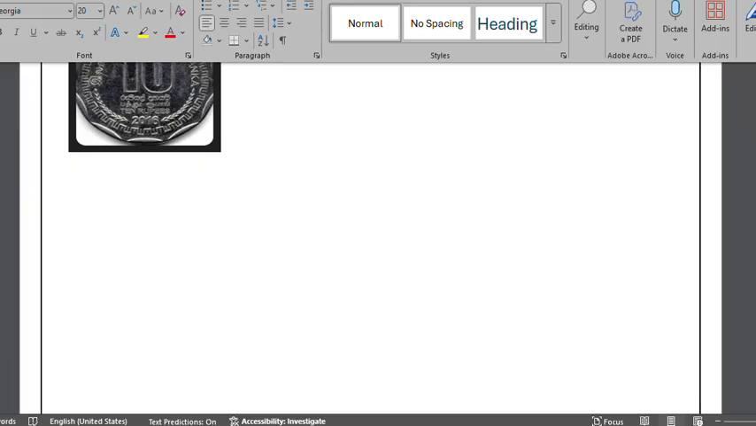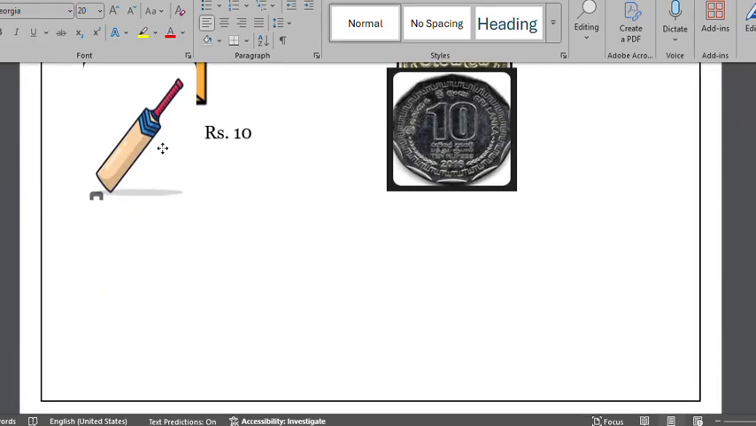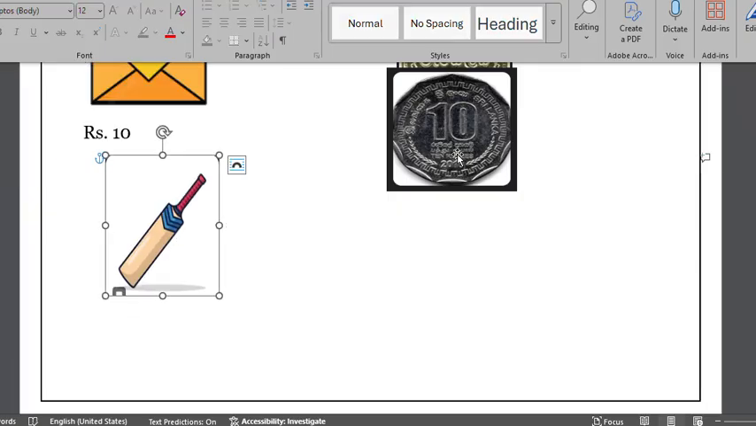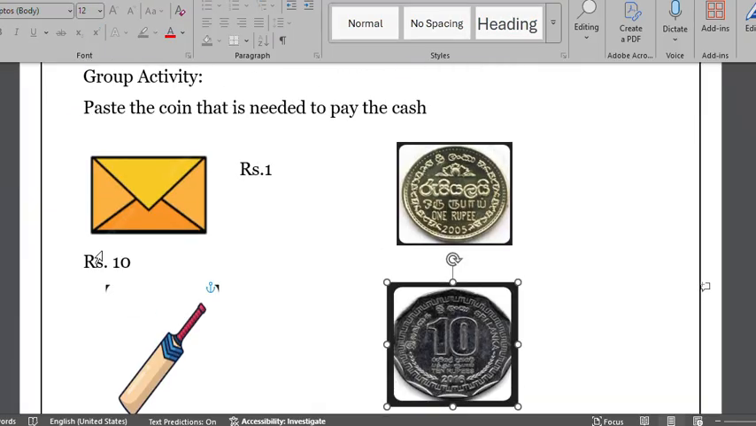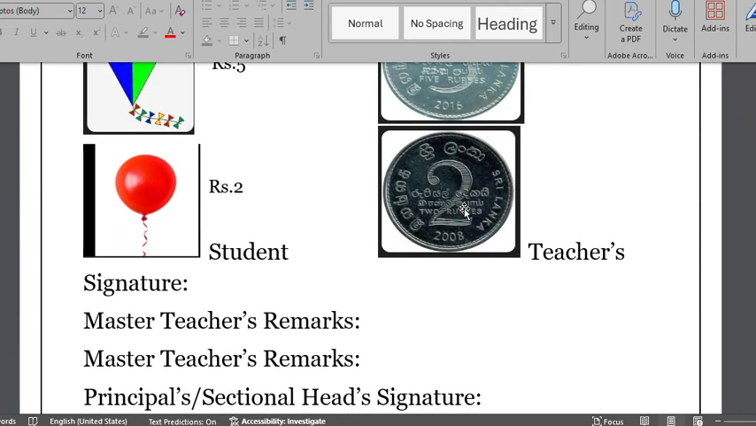Okay, this is the worksheet the teacher gave. The teacher mentioned this envelope is 1 rupee, meaning students should paste a 1 rupee coin over here, like that. So simply you can ask them.